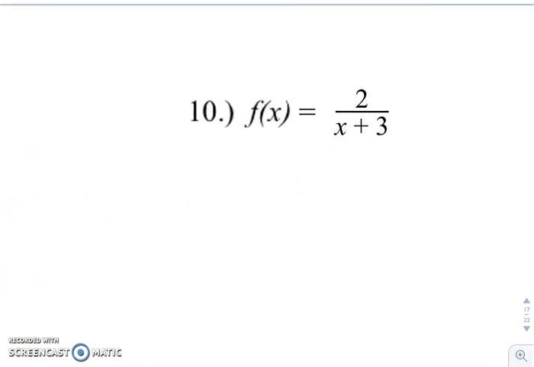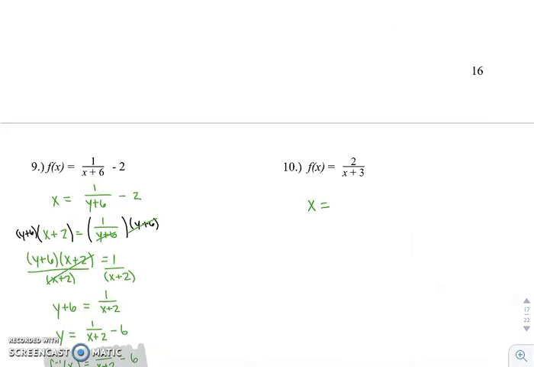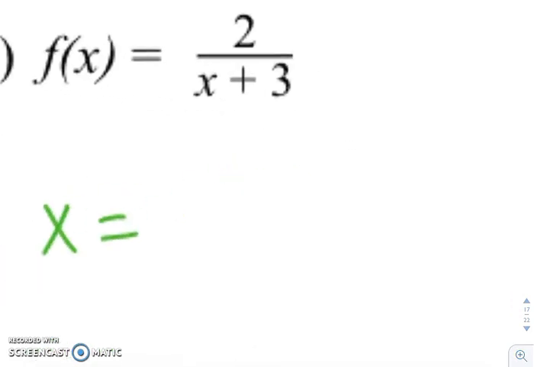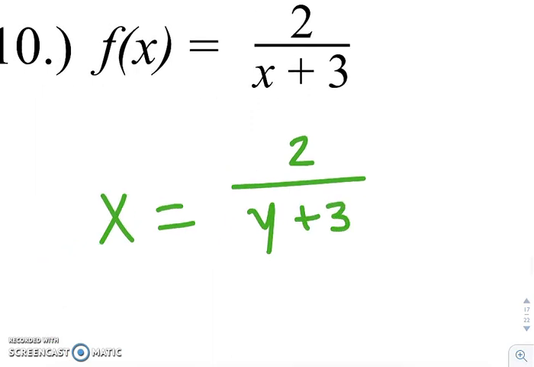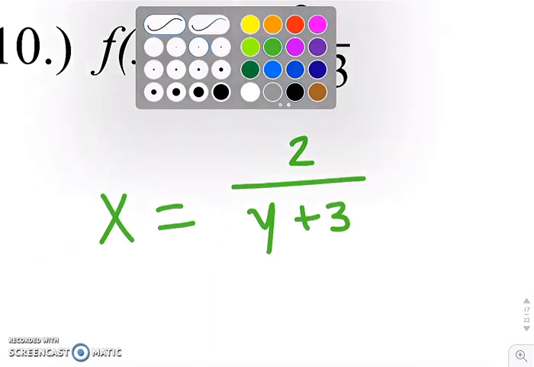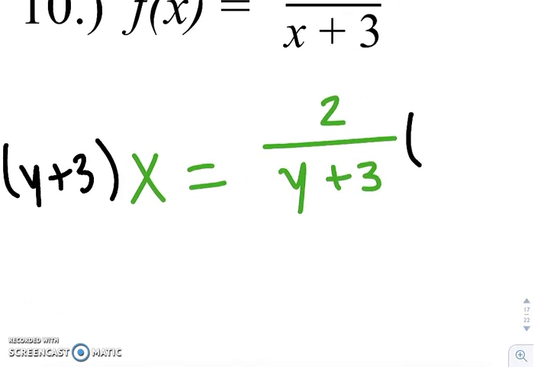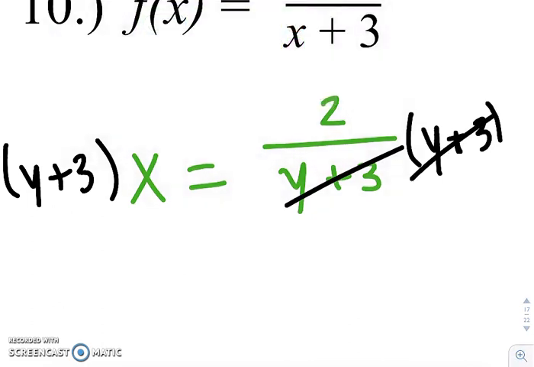So again, switch it up, make it x equals 2 over y plus 3. And we'll multiply both sides by that denominator of y plus 3. So on the right, we'll be left with just 2.